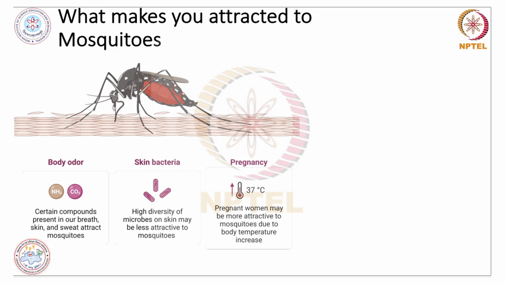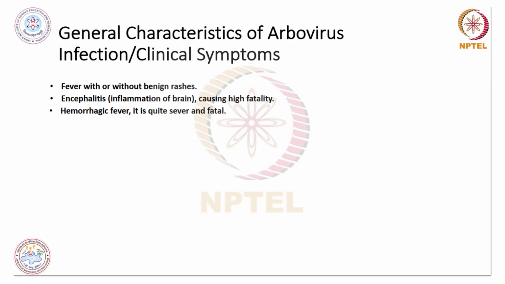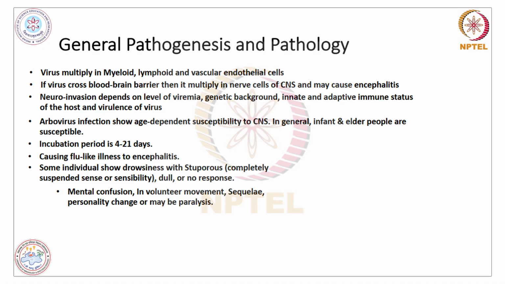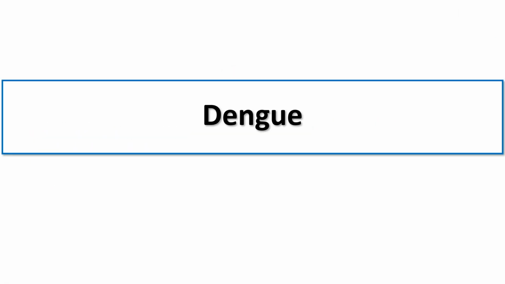And why do mosquitoes come to our body? Why are we attracted towards mosquitoes? Because of our body odor, our skin bacteria, and also our body temperature. So mosquitoes find it very favorable and suitable on our skin, so they come and sit on our skin, and then they penetrate the virus inside your skin, and they cause the infection. So these were your arbovirus.